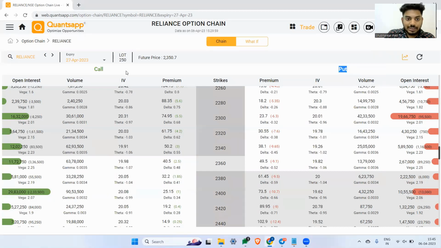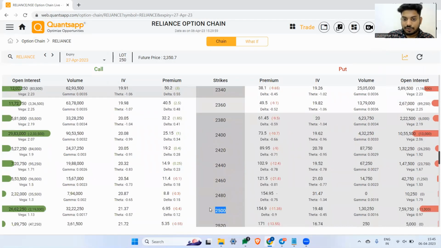Now, let me explain what a call option is. Let's say I buy a Reliance 2400 strike price call option. Now I have a right, but not an obligation, to buy Reliance's shares on 27th of April at 2400. If I want to, I can; if I don't want to, I don't. Now let's say Reliance's price goes to 2500. I have the option contract, my call option, so I can go ahead and buy Reliance's shares at 2400.